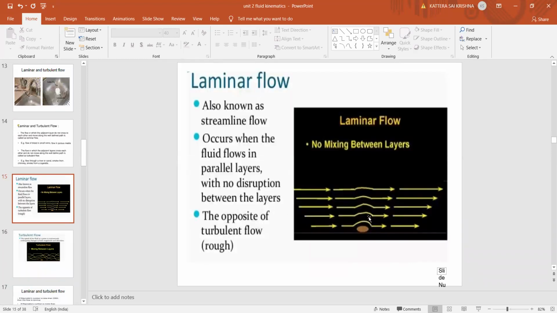Suppose these are the different layers of the fluid moving in a pipe. Even if there is some obstacle, they are moving in a parallel way. So this is an example of laminar flow. These lines you can see are just imaginary lines called streamlines. That's why one more name given for laminar flow is streamline flow. It occurs when fluid flows in parallel layers with no disruption between the layers.